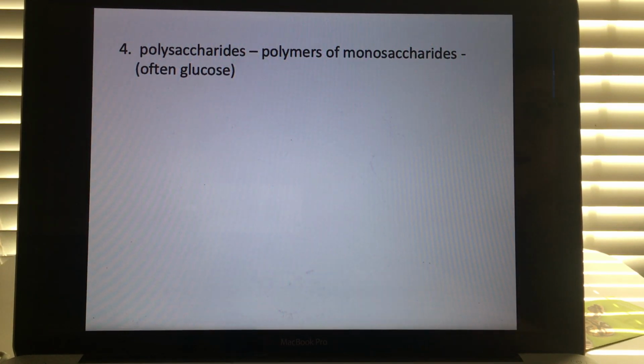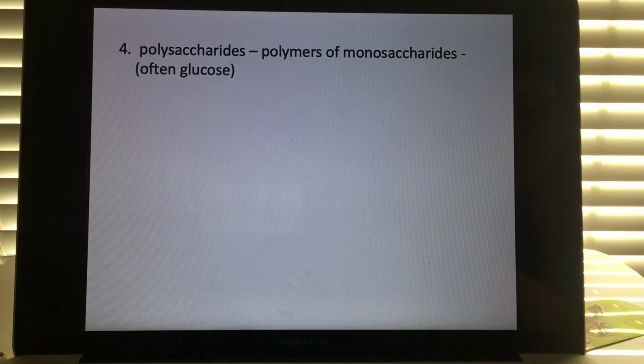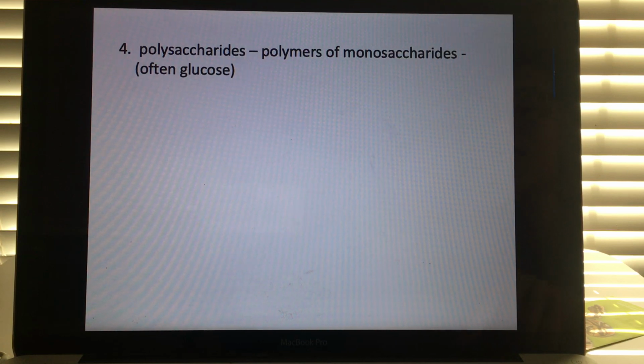So a polysaccharide is a polymer of monosaccharides, often glucose. It's almost always glucose. My daughter remembers that by glue, like think glue sticking things together. She came up with that little memory trick last year.